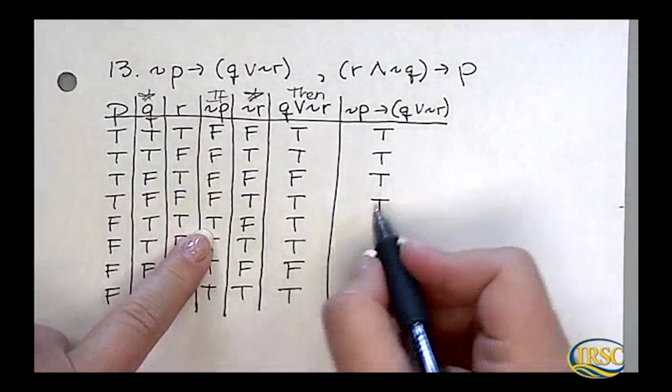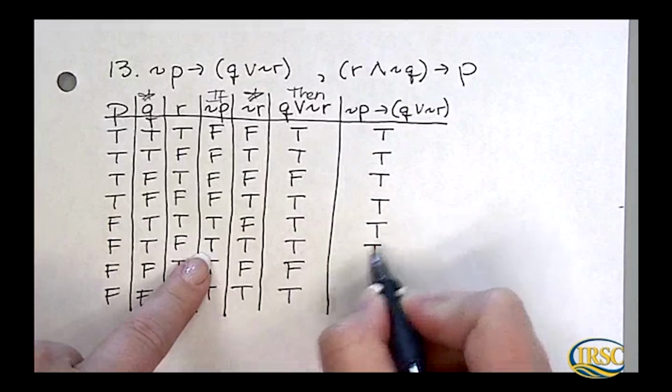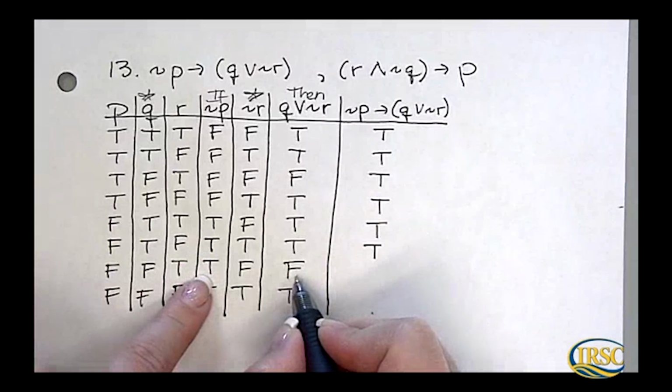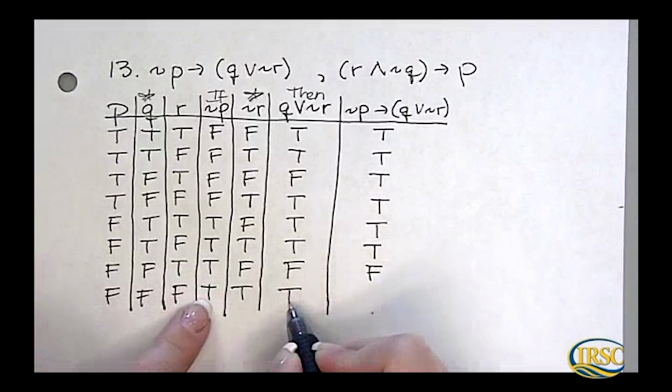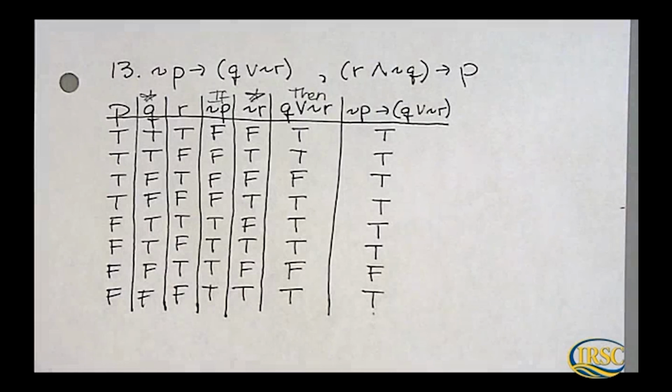If true, then true. True. If true, then true. True. If true, then false. False. And if true, then true. True.